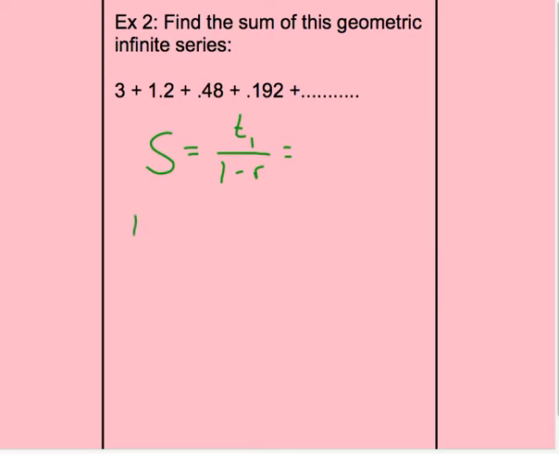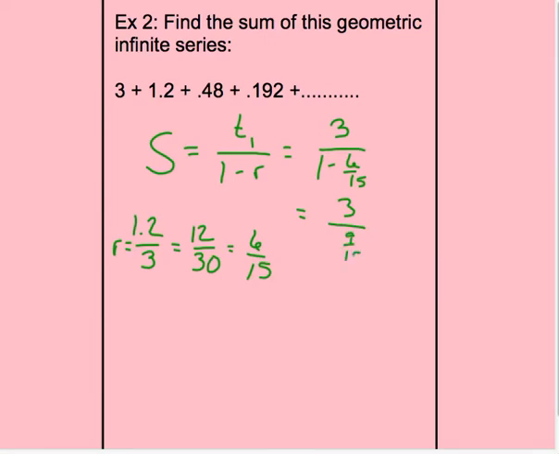So I did 1.2 divided by 3, converted that so that it didn't have a decimal by multiplying by 10 over 10, and then simplified to 6/15. So that's our common ratio. First term is 3, so we have 3 over 1 minus 6/15. Without a calculator, 1 is equal to 15/15. So when I subtracted those, I got 9/15.